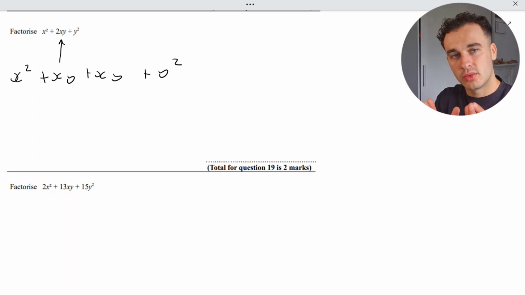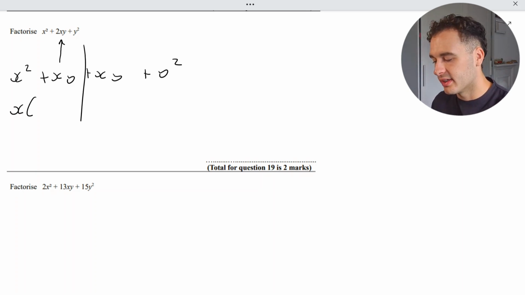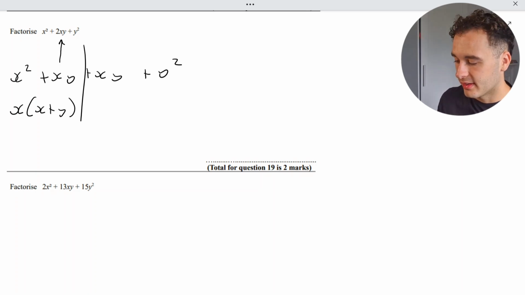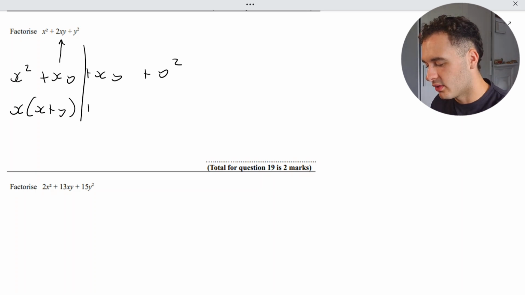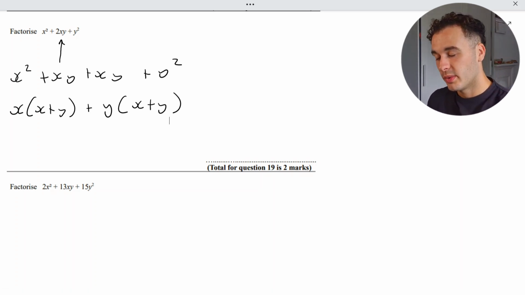And now we can do two factorizations. We can factorize out x from the left side. I'm going to draw a line down the middle. x plus y, because x times x is x squared and x times y is xy. And then we can also factorize out y from the right side. x plus y.